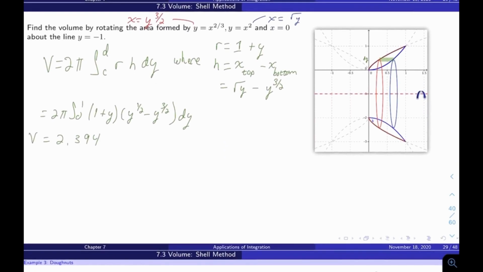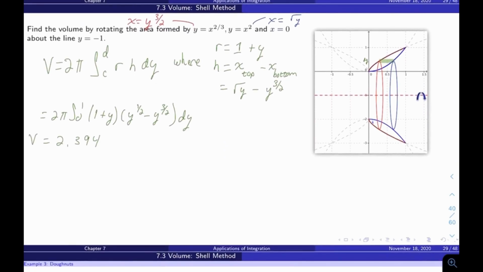So next example, find the volume by rotating the area formed by these two functions, and x equals 0, about the line y equals -1. So a parabola we can draw pretty easily. Let's draw it right there. So the parabola is going to be the blue part.